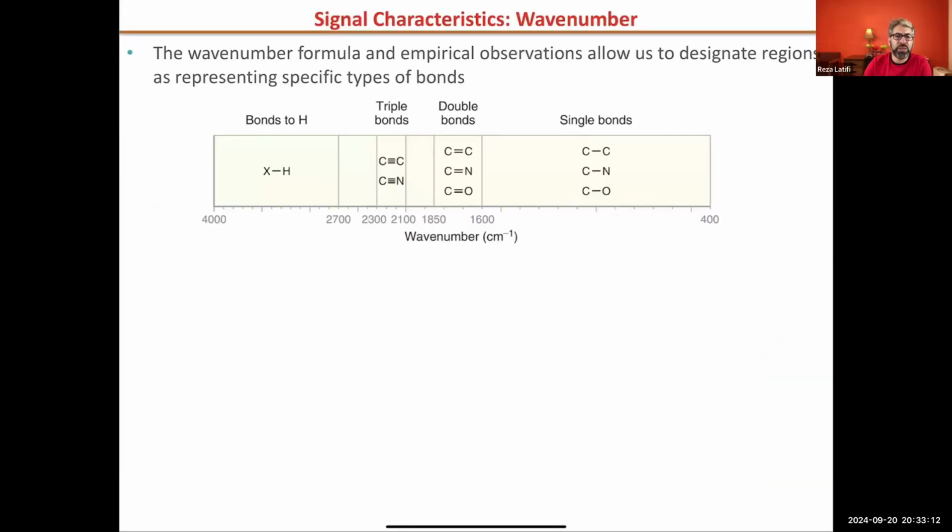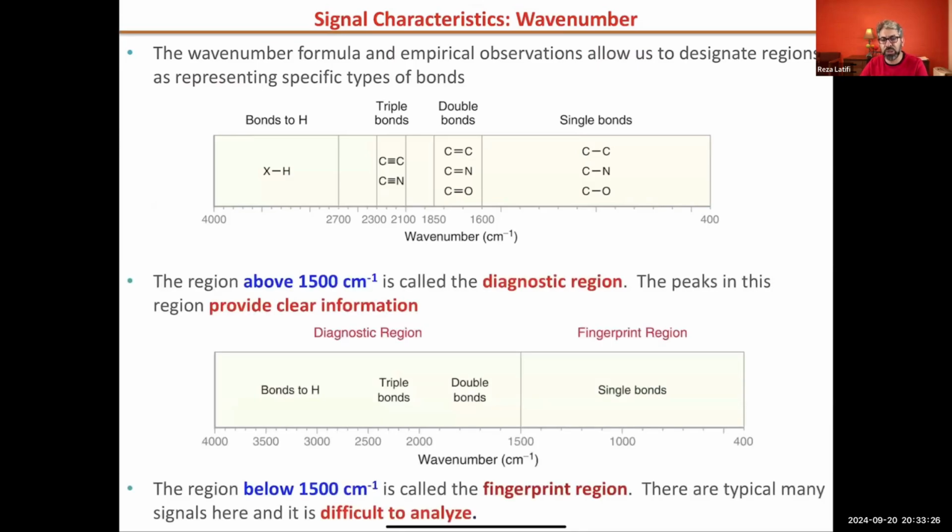Next, here we have a chart that is showing us a range, and anything lower than 1500 is the area that sometimes we call the fingerprint region. That one is showing you single bonds. Between 1600 to 1900, you're talking about double bonds. And if you have a peak between 2100 to 2300, that's a triple bond. And where are the H bonds, H attached to carbon, oxygen, whatever? Usually they show up around 2900 or higher.